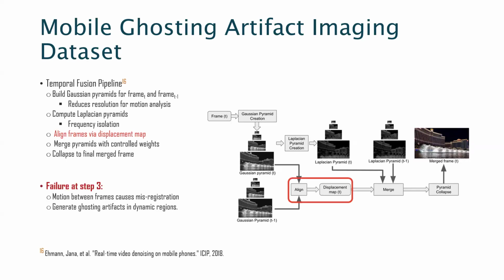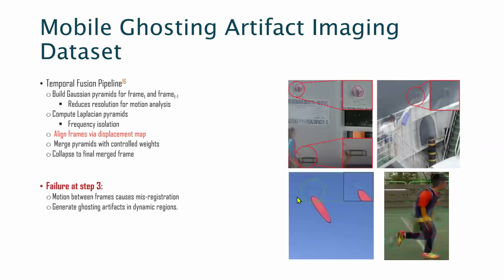What we did, we collapsed at that specific stage. We used to control the artifacts, and we displace map using the Laplacian pyramids to generate those artifacts. The motion between frames, you can say we disturb or disrupt them to generate those artifacts, and generate ghosting artifacts in dynamic regions, not just one specific part or one specific region. Due to that, we are able to generate ghosting artifacts in that sort of way.